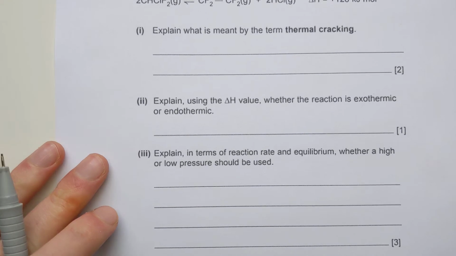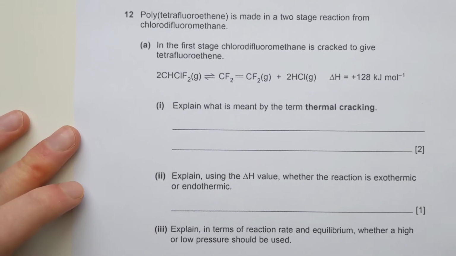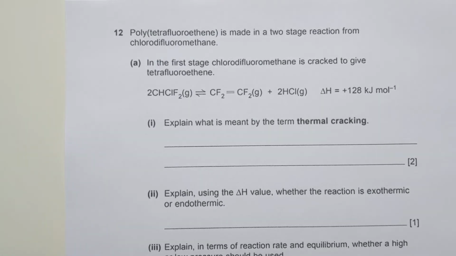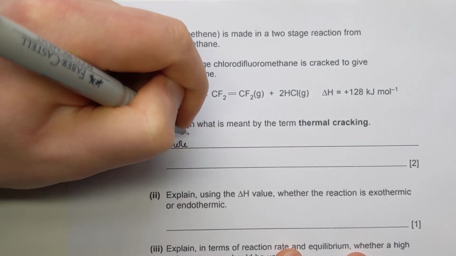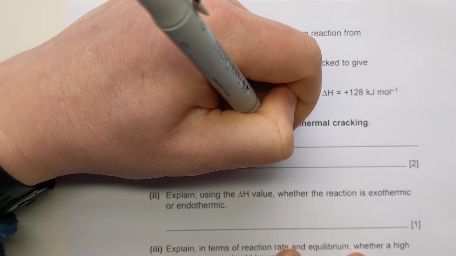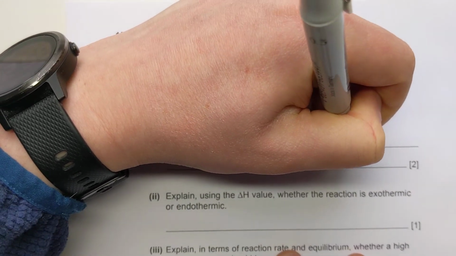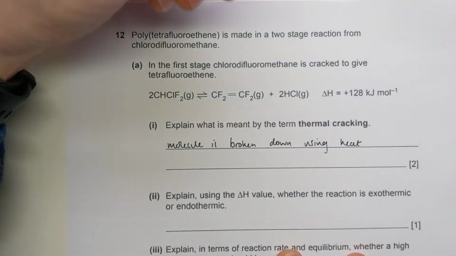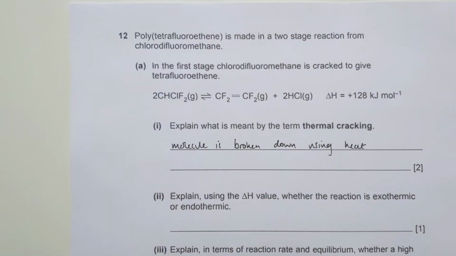Final slide, got a question on polytetrafluoroethene and the process for it. Part 1, explain what's meant by the term thermal cracking. Obviously that's nothing to do with equilibrium, it's like an organic chemistry question. Thermal cracking is when a molecule is broken down using heat. Because that explains both parts of it. Cracking means broken down, thermal cracking means you have to use heat to do it.